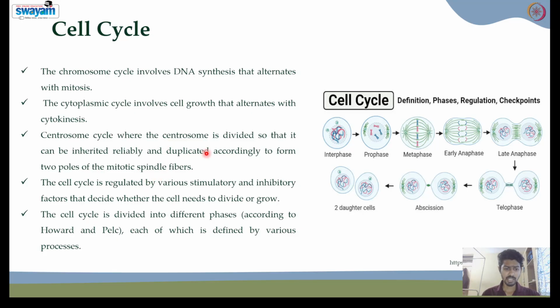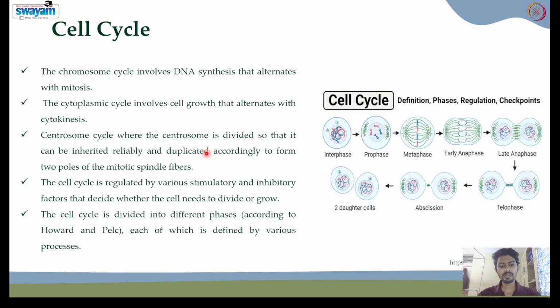So each stage is regulated by various factors. And what are the factors? There can be a stimulatory factor or an inhibitory factor. This decides whether the cell needs to undergo division or only increase in biomass. So these factors decide whether the cell has to undergo division or enter a dormant state. These are the factors that govern the cell cycle.